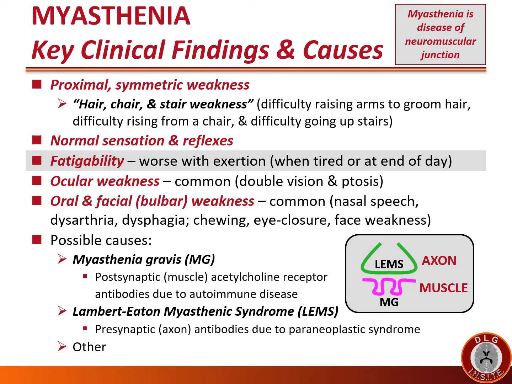And they can also have similar weakness of facial muscles and swallowing muscles. So they get nasal speech, dysarthria, dysphagia, chewing difficulty, eye closure, and face weakness, especially at the end of the day or when tired. The possible causes include myasthenia gravis, in which there is a postsynaptic muscle acetylcholine receptor antibody due to autoimmune disease, or Lambert-Eaton myasthenic syndrome, known as LEMS, which is due to presynaptic axon antibodies from a paraneoplastic syndrome.